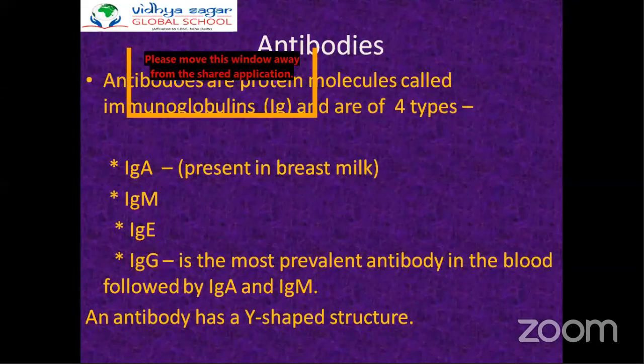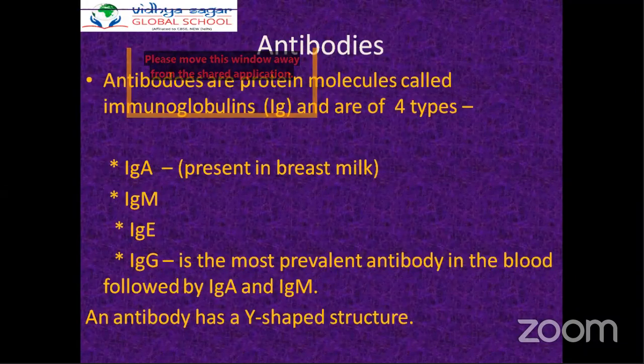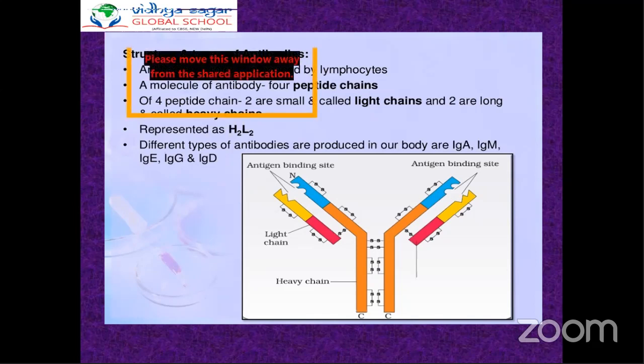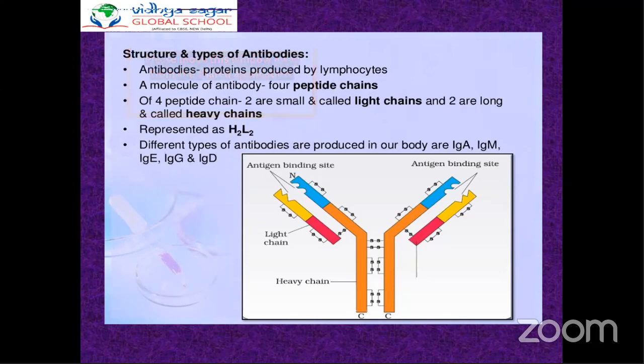When a foreign substance enters our body, all these antibodies will show their reaction and start fighting against the foreign particles. An antibody has a Y-shaped structure. You can see the structure here. Antibodies are proteins produced by lymphocytes. Each antibody molecule consists of four polypeptide chains. Two are long, called heavy chains, and the other two are short, called light chains. Hence, an antibody is represented by H2L2: H2 is two heavy chains, L2 is two light chains.